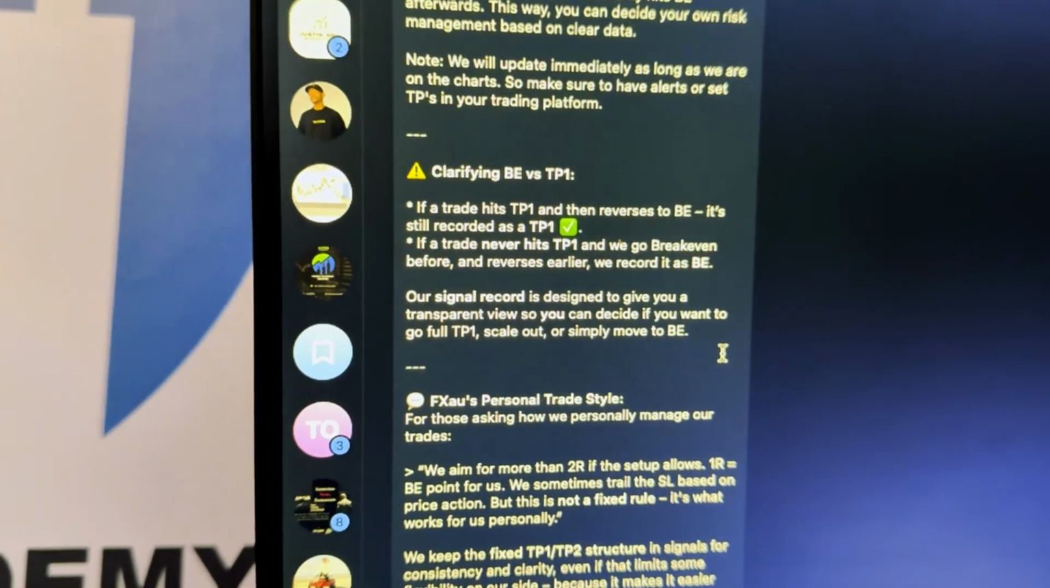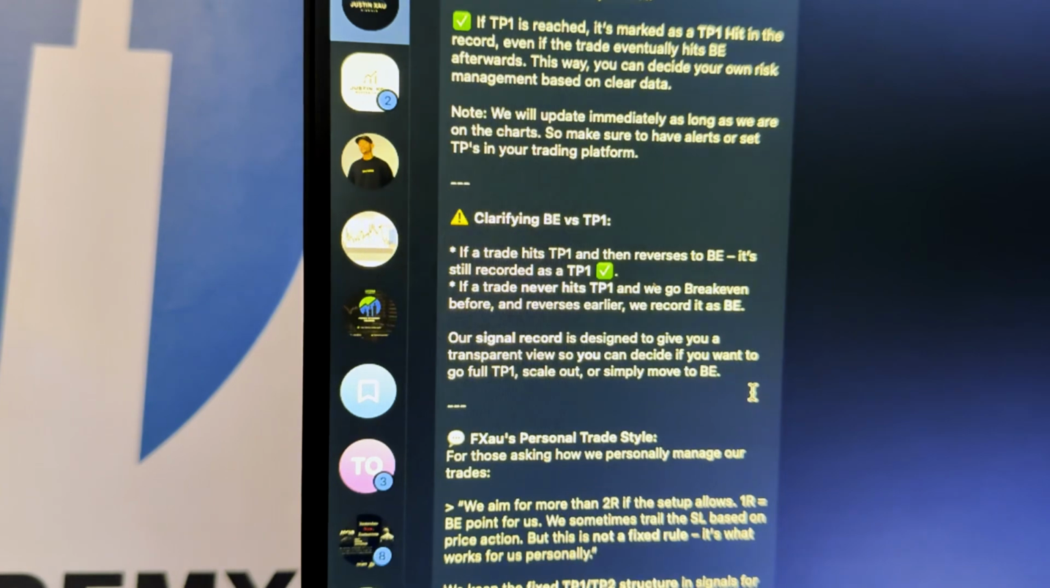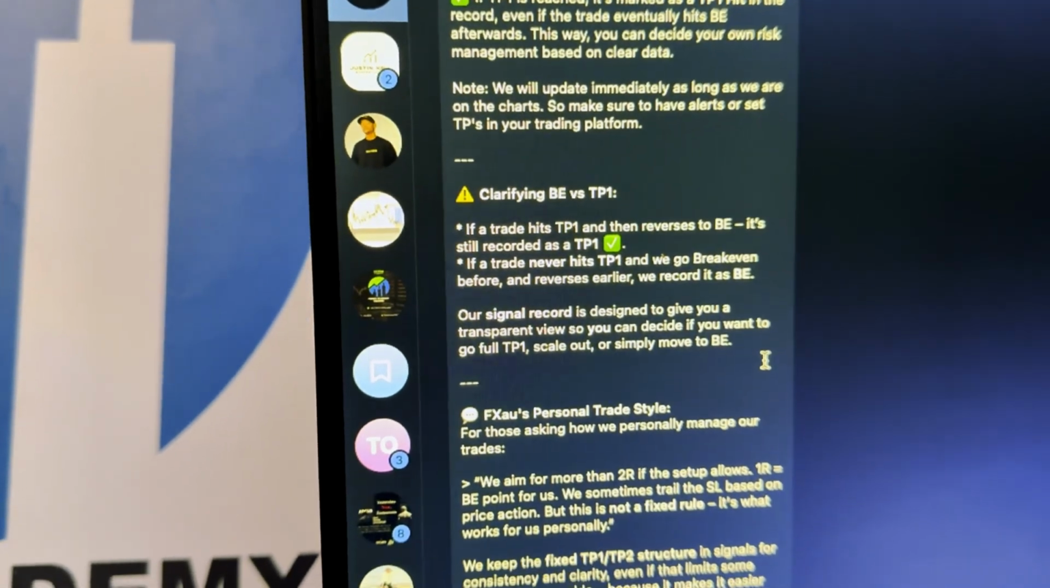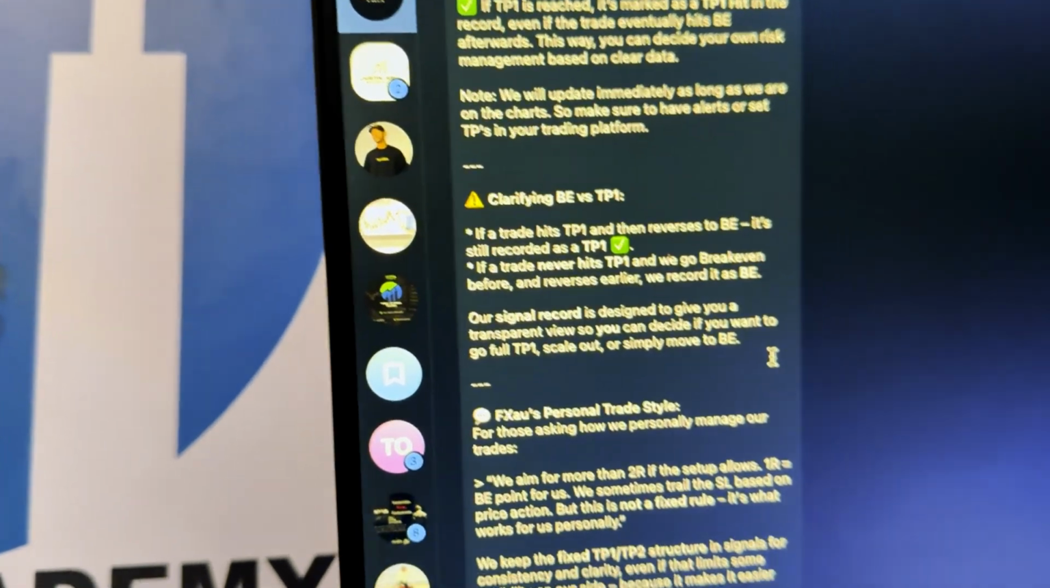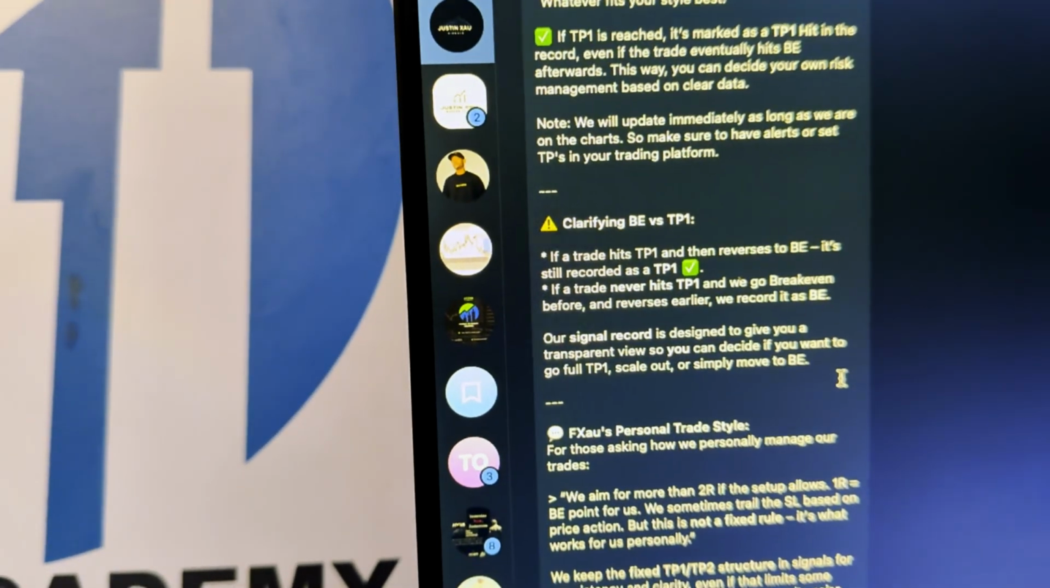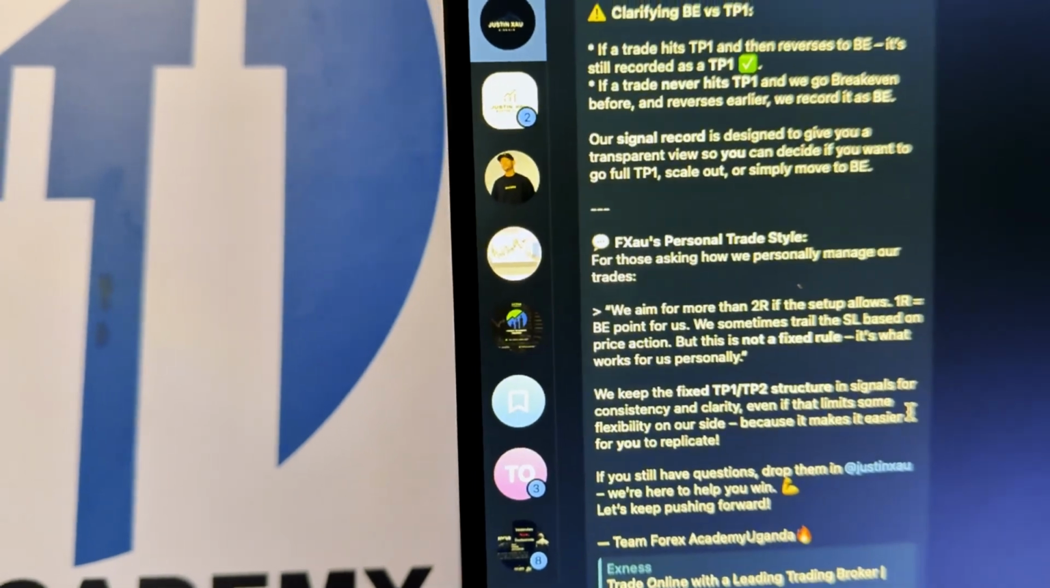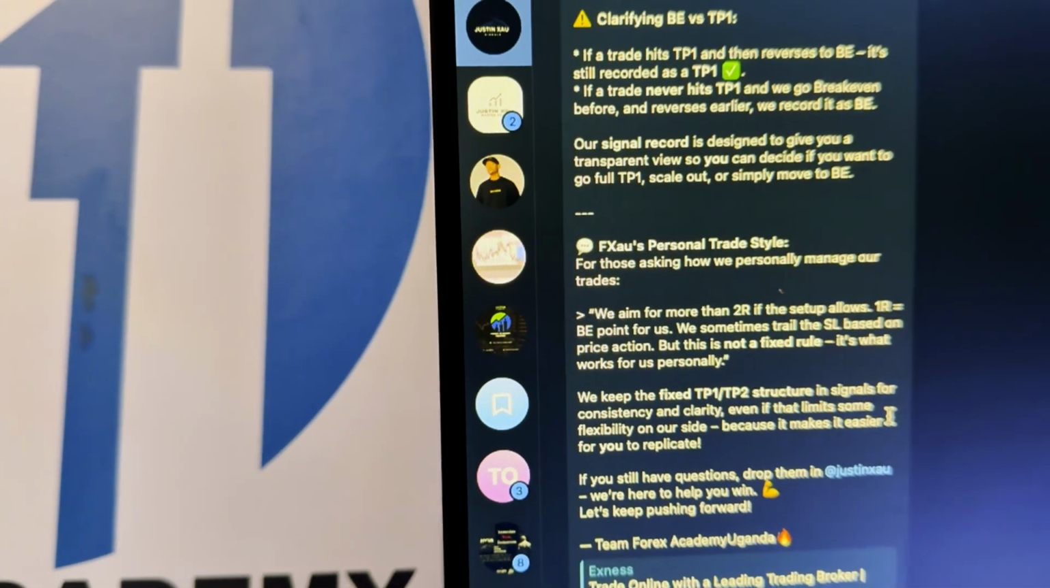So you're going to see, depending on the data, because I'm going to be giving out the weekly performance report on how the signals are doing, on how the 1 RRs are doing, and the 2 RRs and the 3 RRs. So it depends on you to choose the trading style you want. So the FX is our personal trading style.